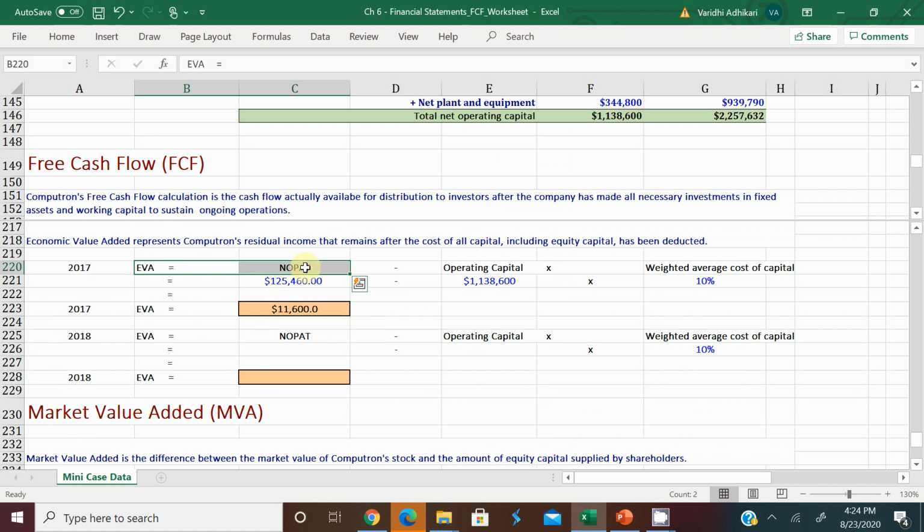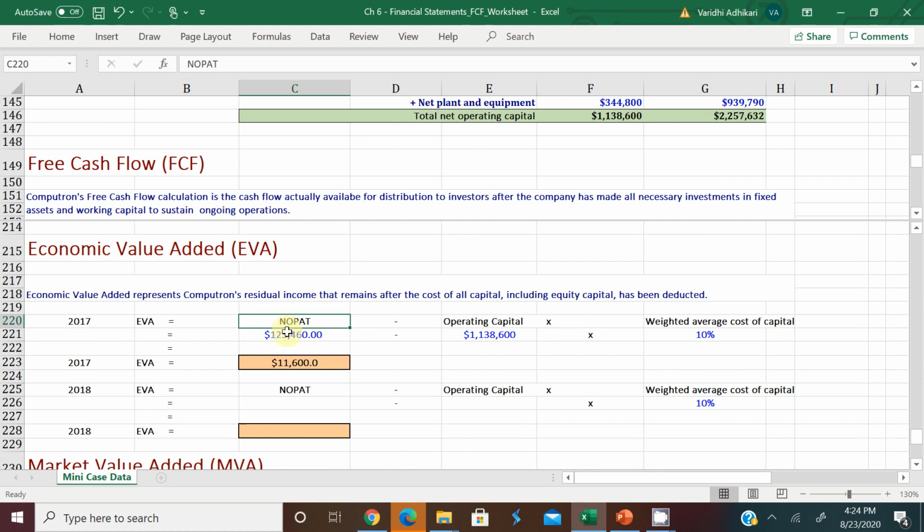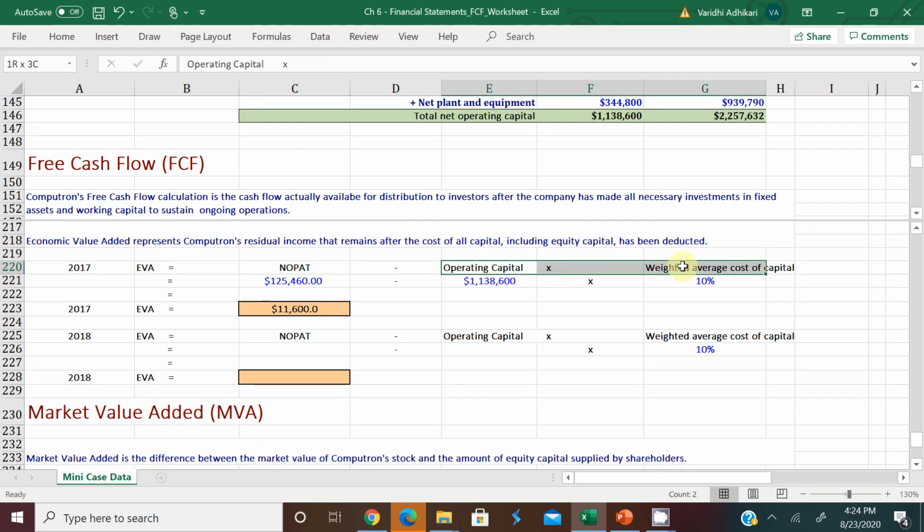So economic value added is the net operating profit after tax minus the operating capital, because this capital is financed by investors, times the weighted average cost of capital. The multiplication of these two numbers, operating capital provided by the investors times the required rate of return, will give you the minimum dollar amount the investors wanted on their investments. And NOPAT will give you the dollar amount this company generated in that year.